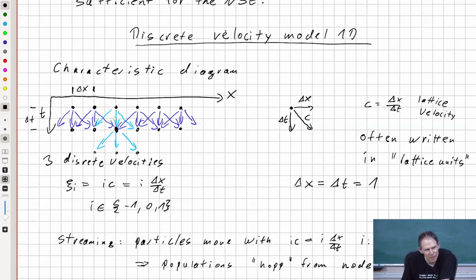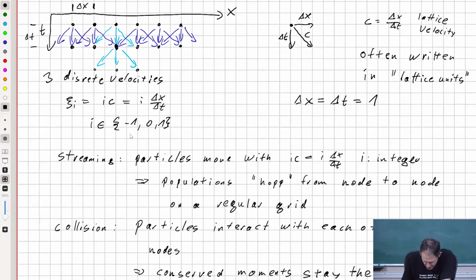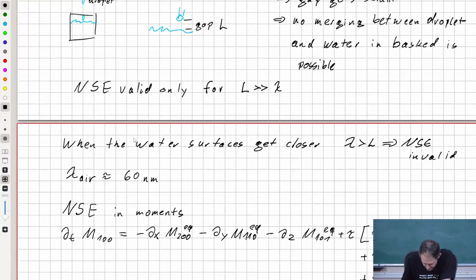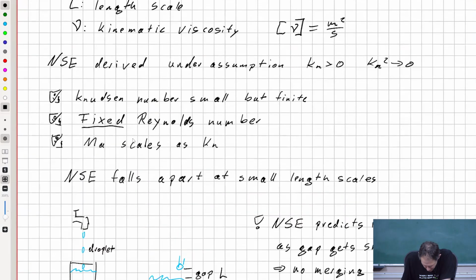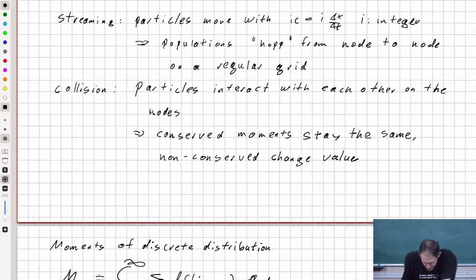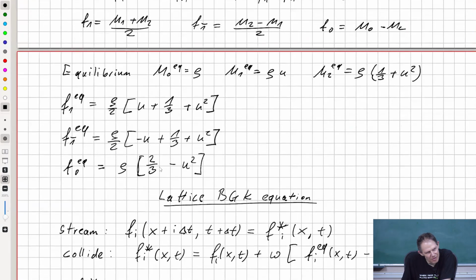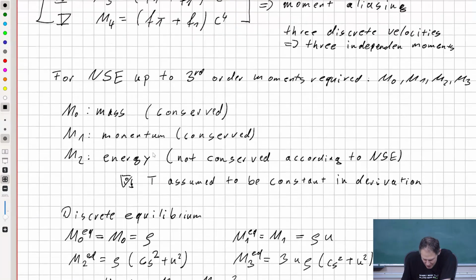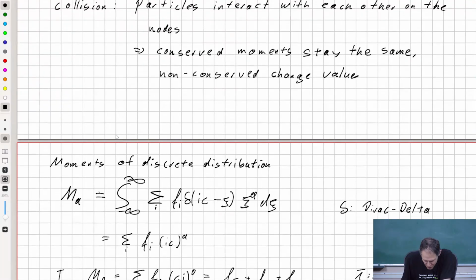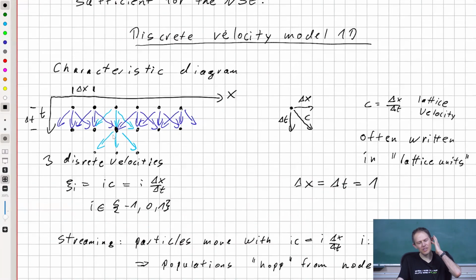Now from them, we have to determine the conserved quantities because they influence our equilibrium. So we have to calculate the mass and the velocity. From the mass and the velocity, we can compute these guys here, right? Now we have mass and velocity, so we can execute the collision operator on these 3 populations on this node.